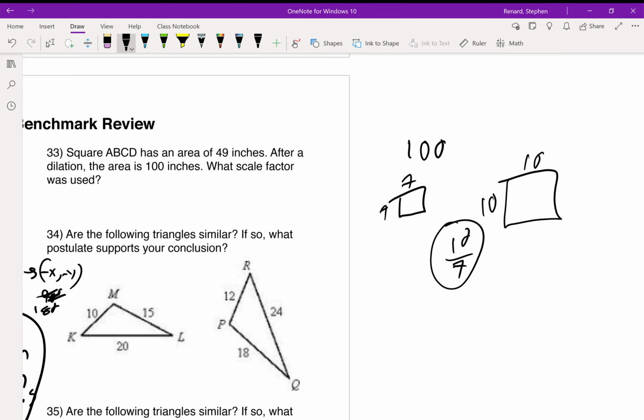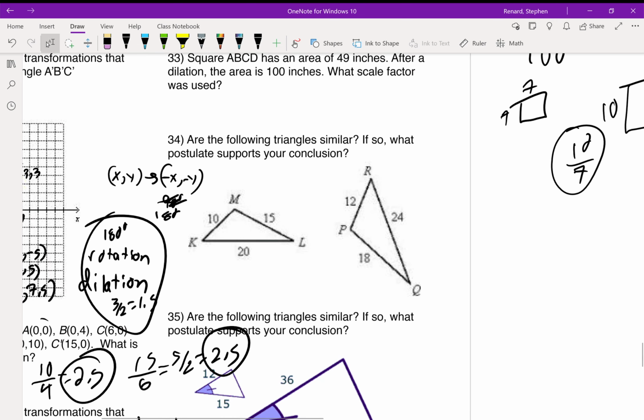So what we do is we have 100 over 49. Now, we can't reduce that, and that's not our scale factor. So what we do is we take the square root of that, and we get 10 over 7. Again, we didn't do that. I'm not expecting you to know that.